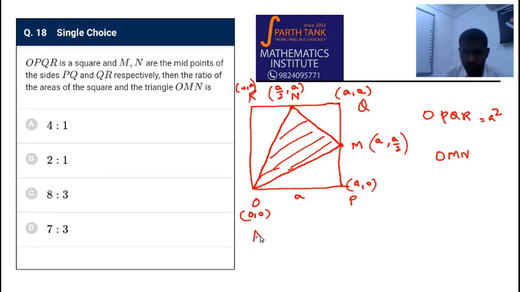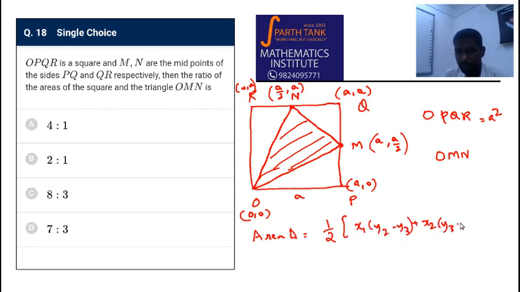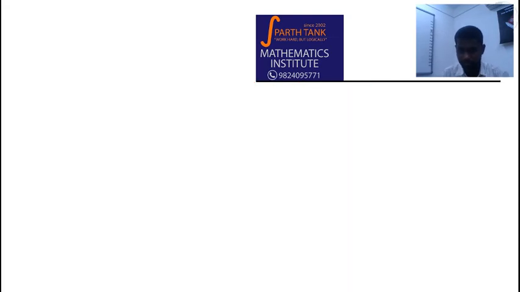So we know the area of a triangle is that nice expression, half x1 into y2 minus y3, plus x2 into y3 minus y1, plus x3 into y1 minus y2, and you take the positive value of this. So let us take the 3 points. The 3 points are 0, 0, a by 2 and a by 2, a.